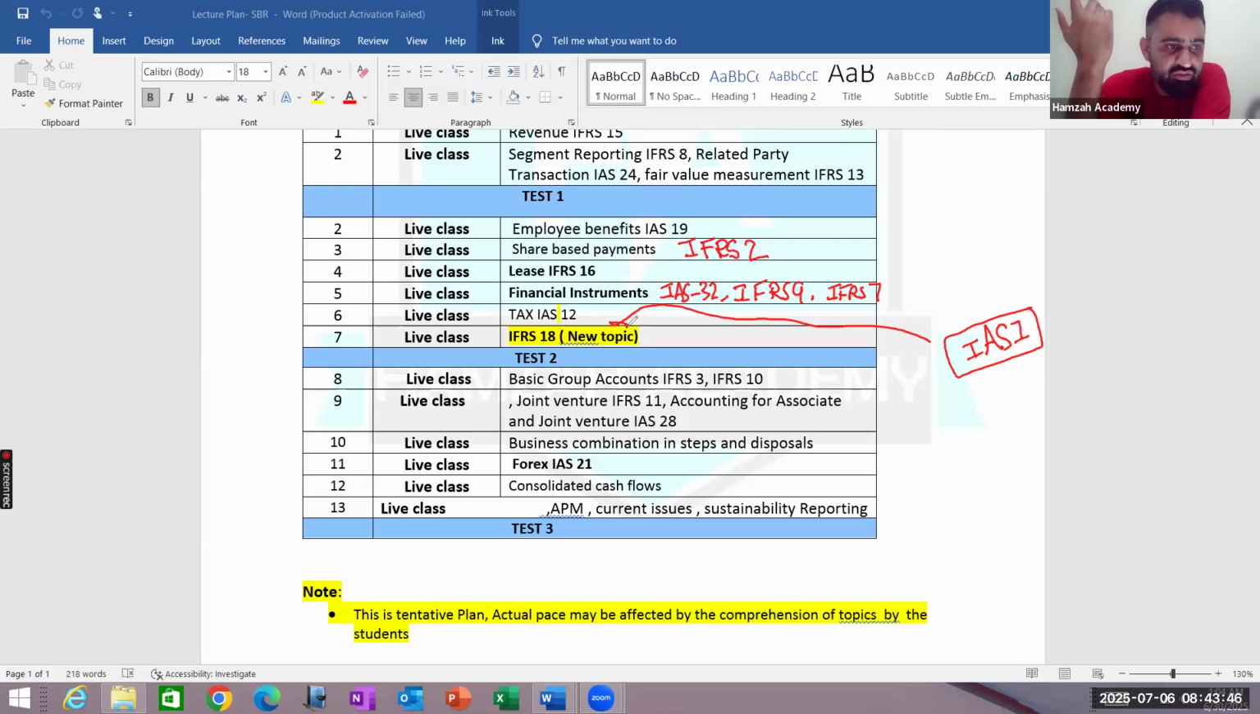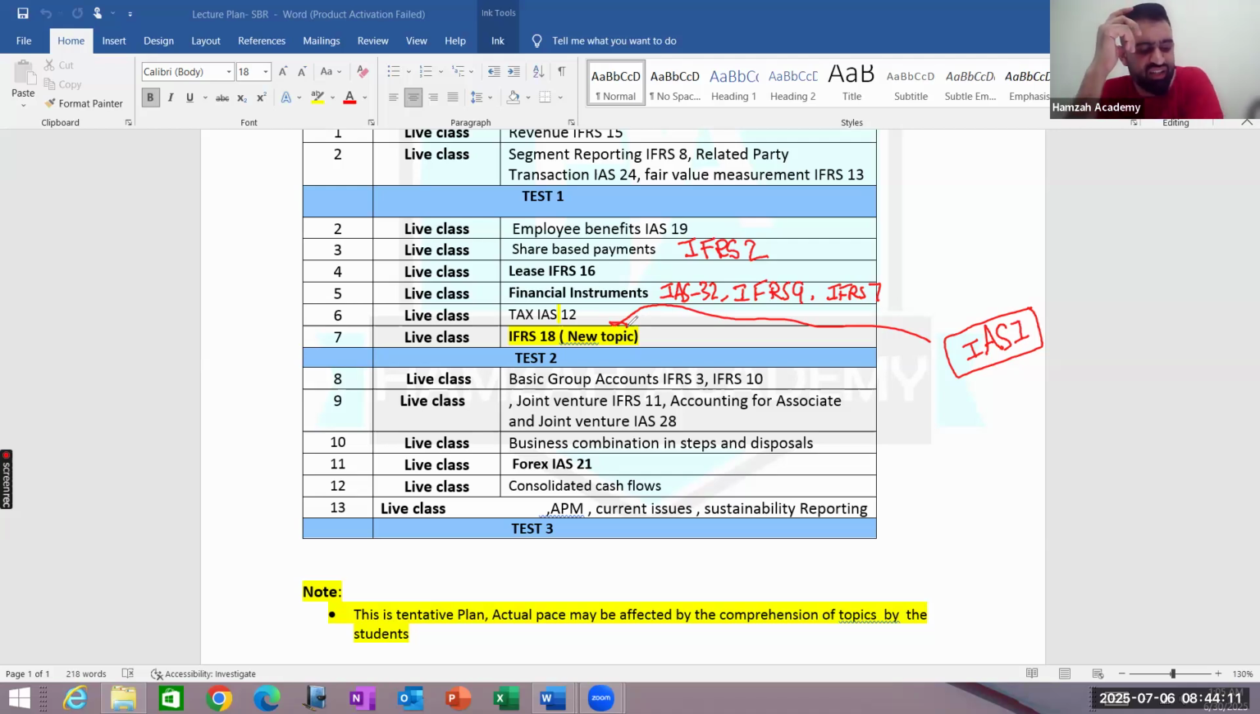And in consolidated financial statements, we have the consolidated profit and loss account as well. So if there is a change in the format of the profit and loss account, then obviously we have to learn it, because if they test us on the consolidated profit and loss account, it should be prepared as per the new accounting standard IFRS 18, not as per IAS 1.